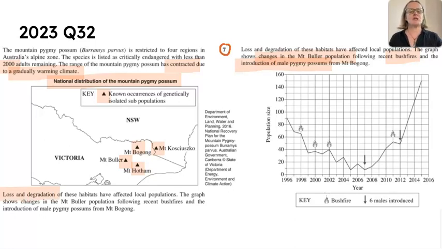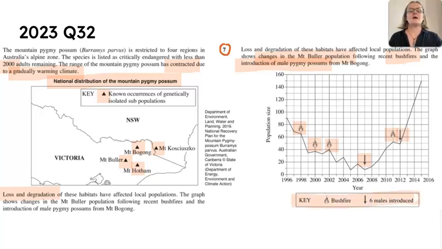And the graph shows changes in Mount Buller's population following recent bushfires and the introduction of male pygmy possums. So that's what this says here. So here we've got bushfires happening. So there's a few bushfires. And then we have 2 points where we introduce 6 new males. There's 2 arrows there. So I was using the key here to work out what was happening.